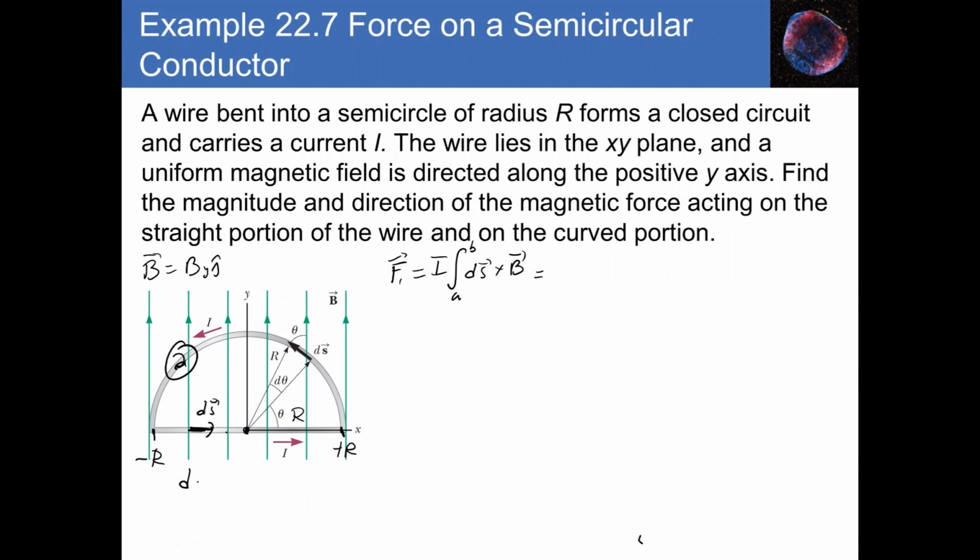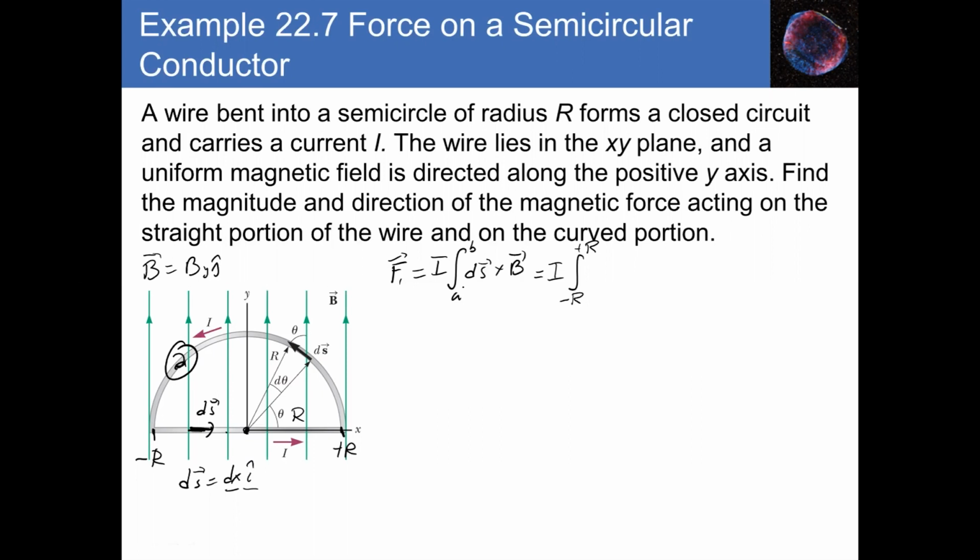Okay, so you can see ds is nothing but dx i hat, right? Because it's horizontal, it's in the horizontal direction. So ds is just dx, and i hat is pointing to the right. Okay? So I can basically just do that. All right, so that means this can be changed into, okay, so it's a current. Okay, so point A is negative R, point B is positive R.